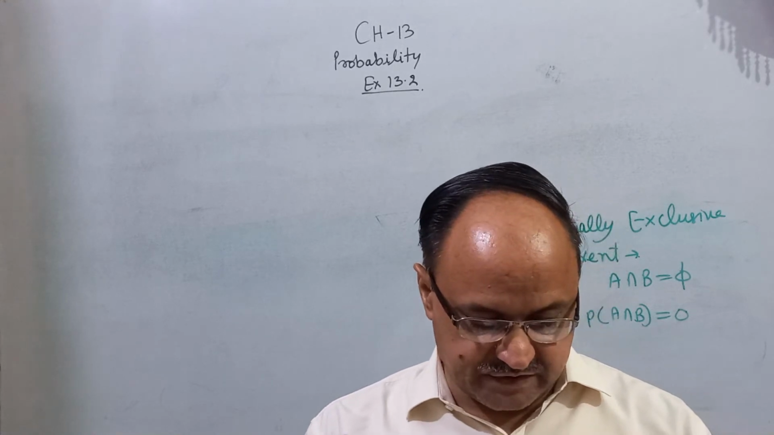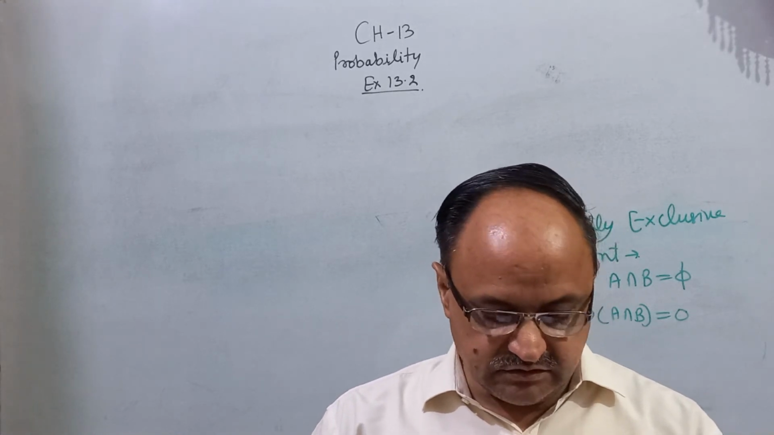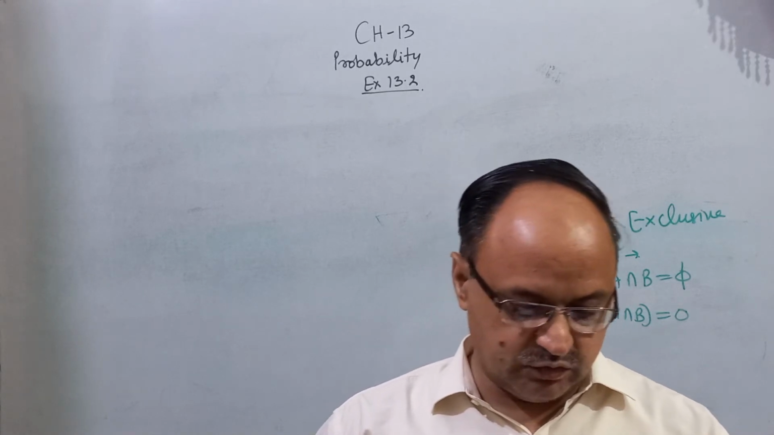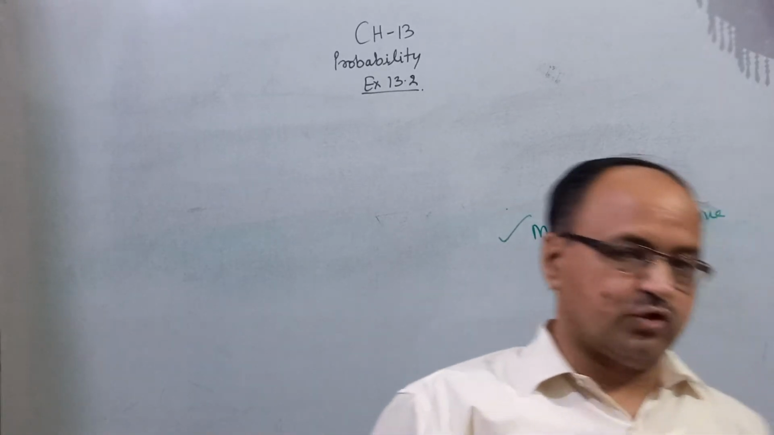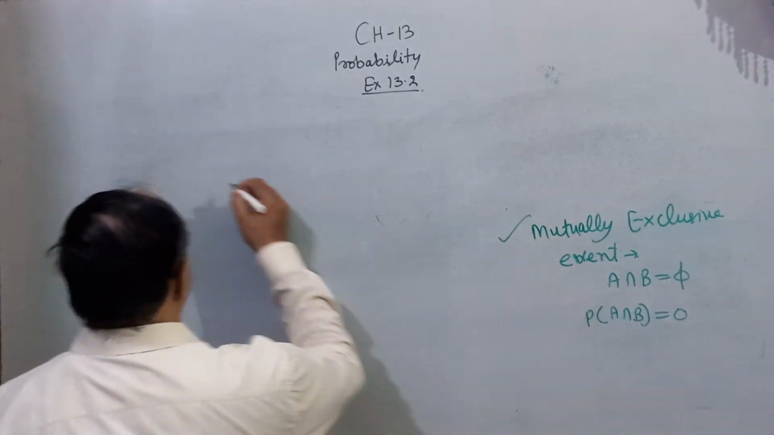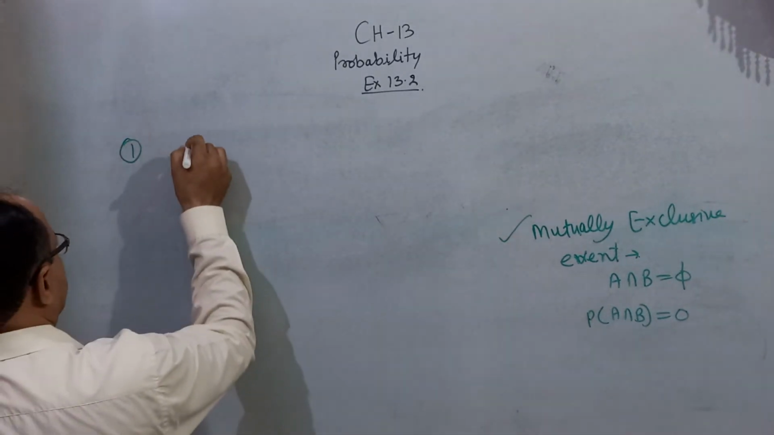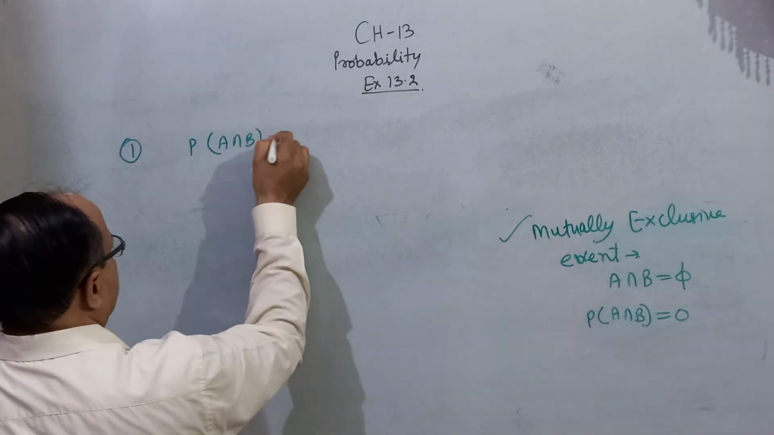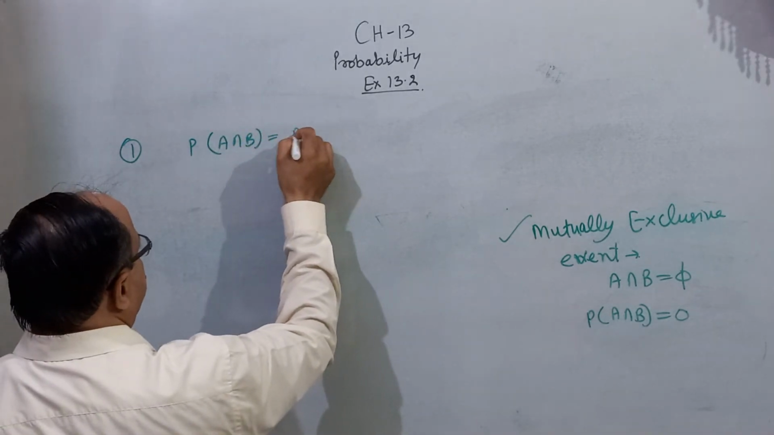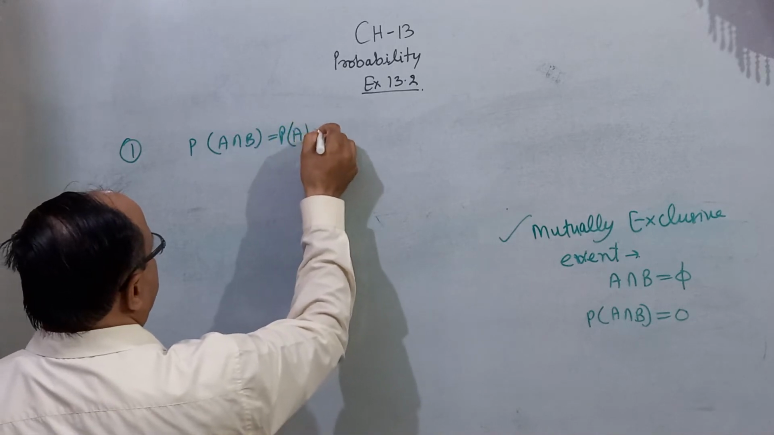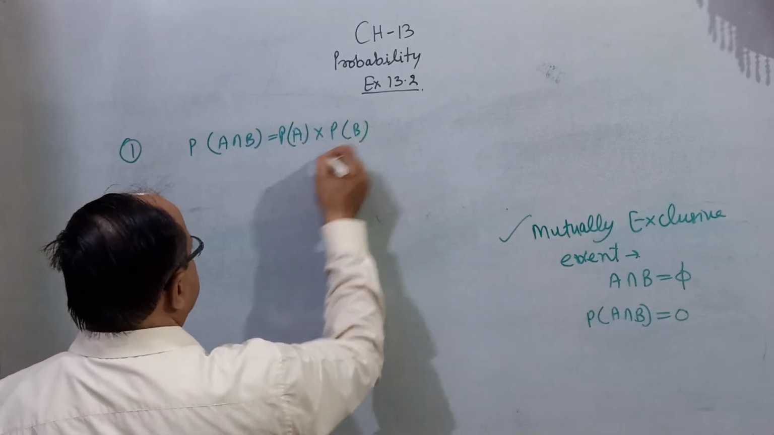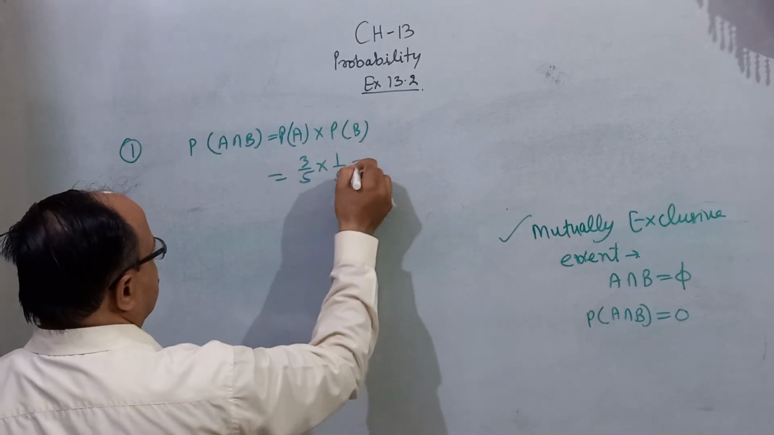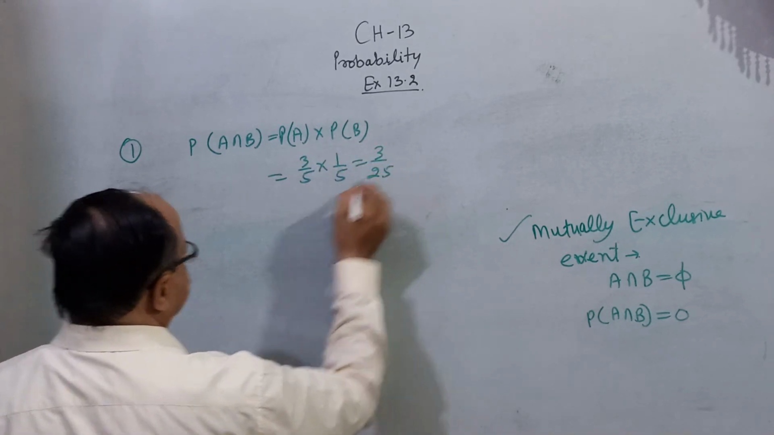So this is the property of mutually exclusive events. Now we start exercise 13.2. In the first question of this exercise, you want to find the probability of A intersection B. You know that events A and B are independent events, therefore the formula is probability of A into probability of B, that is 3 by 5 into 1 by 5. The answer is 3 by 25.